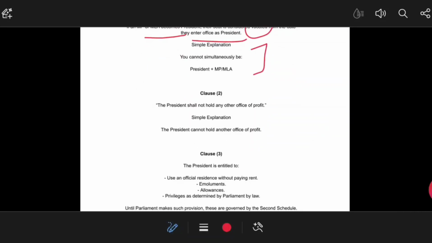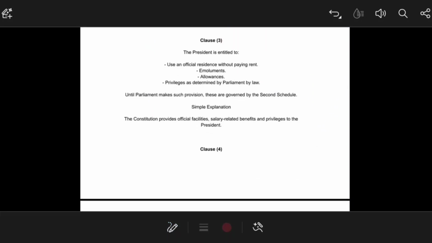Clause 2 is that president shall not hold any other office of profit. That means the president can't hold any other office of profit. If you are a president, then only you are a president. Also, the president is entitled to use an official residence without paying rent. That is also mentioned in the constitution.